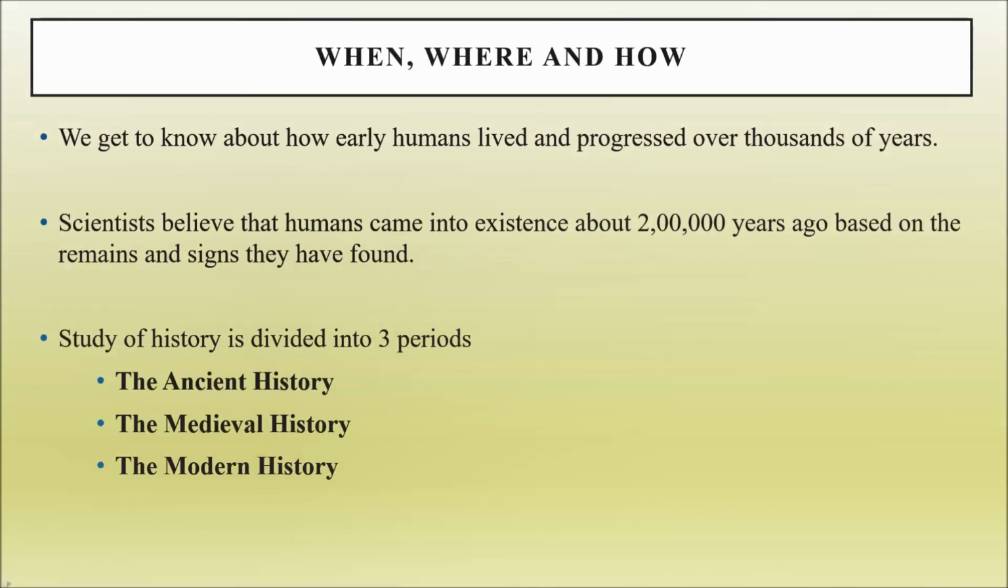Let's first revise the chapter when, where, and how from history. We have seen this lesson elaborately in our previous classes itself. We'll have a quick revision now. We get to know about how early humans lived and progressed over thousands of years.